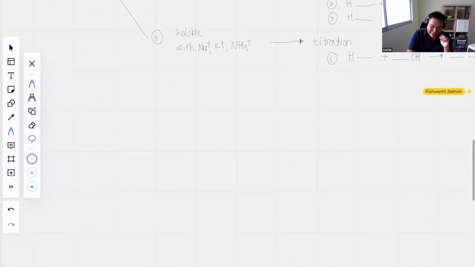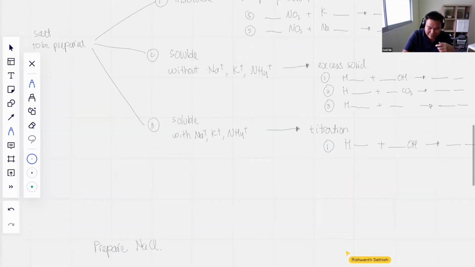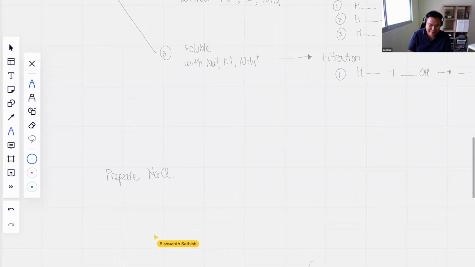For example, the instruction is for you to prepare sodium chloride. Which method is this? Method one, method two, or method three? Method three is called titration. Method three, yeah? Write down the equation.